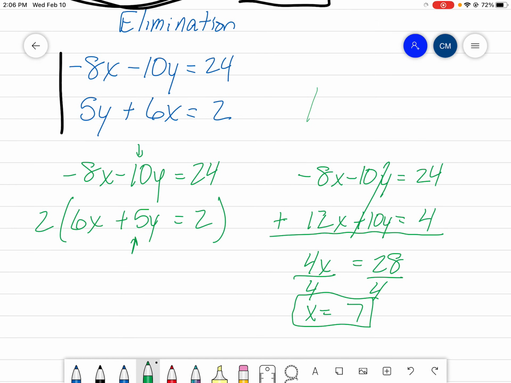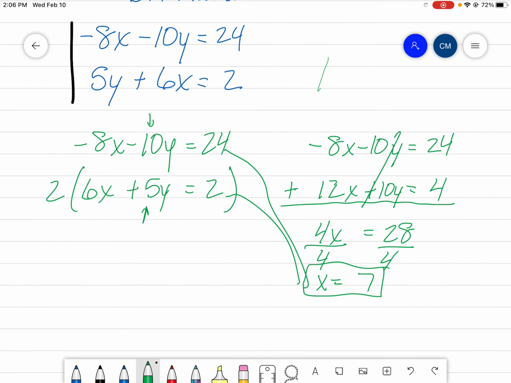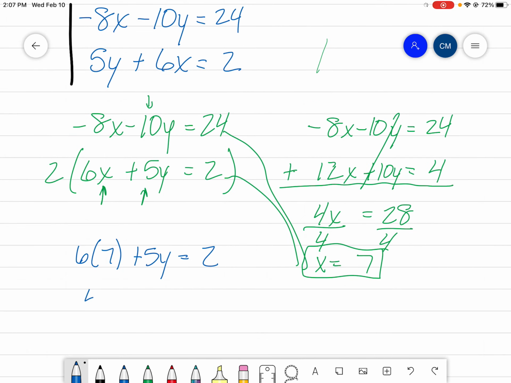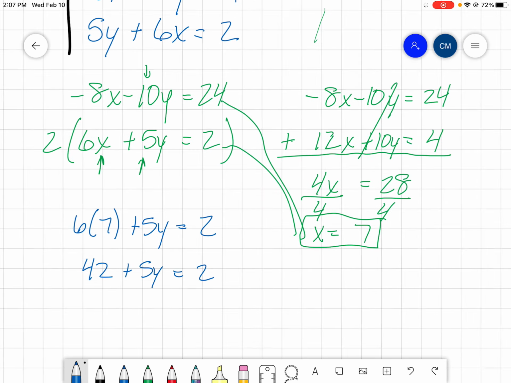I know what one of my variables is, but I don't know what the other one is. So we're going to take this 7 and substitute it back into one of the original ones. Which one do I like more? Let's go with the second one. I'm going to take out this x right here and put the 7 there instead. So I would have 6 times 7 plus 5y is equal to 2. 6 times 7, or 42, plus 5y is equal to 2.